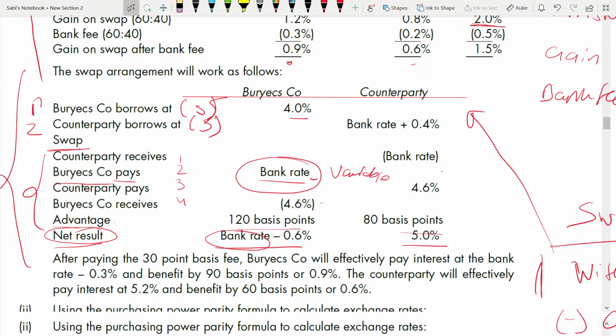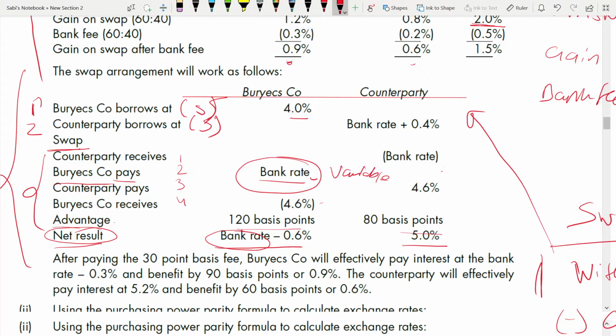Who is having a net result in fixed? Counterparty. So if you want to find that fixed percentage, that 4.6, you have to start from the counterparty. See, the counterparty is borrowing at bank rate plus 0.4%, and they are receiving bank rate. So the bank rate cancels off, right? Because this is without bracket, this with bracket, it cancels off.